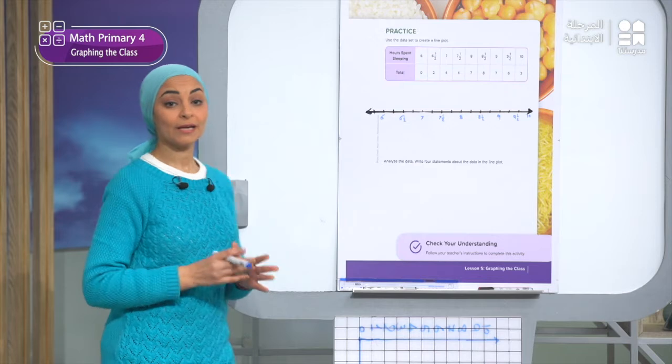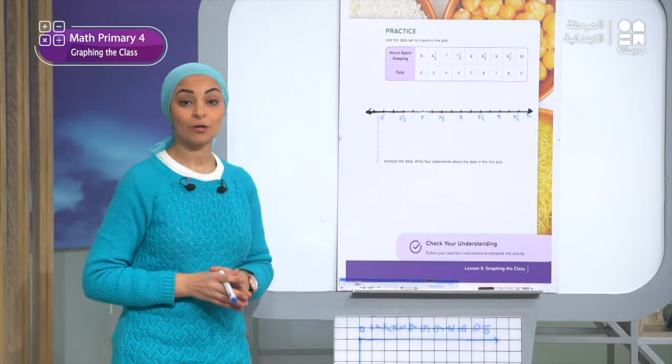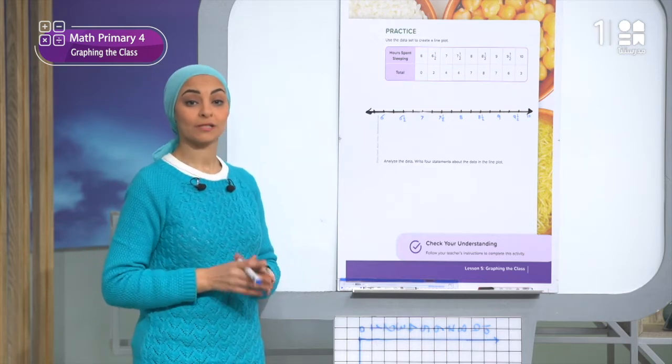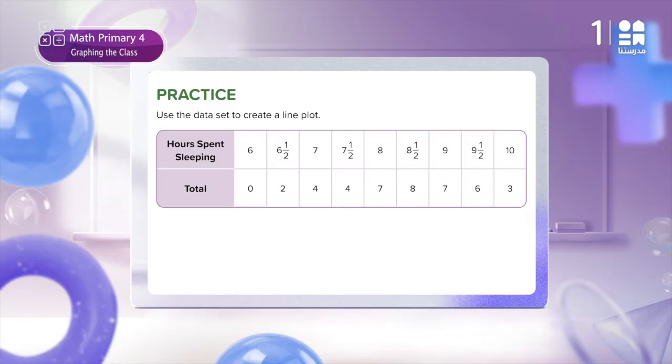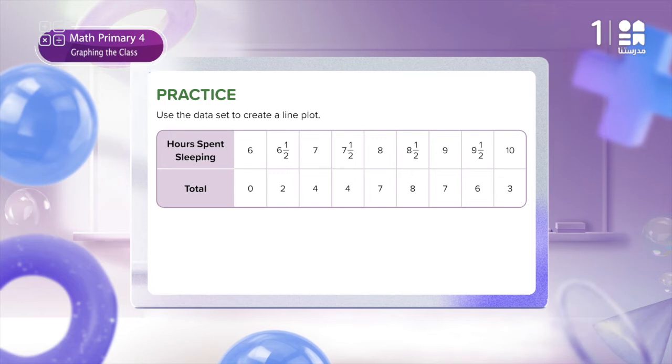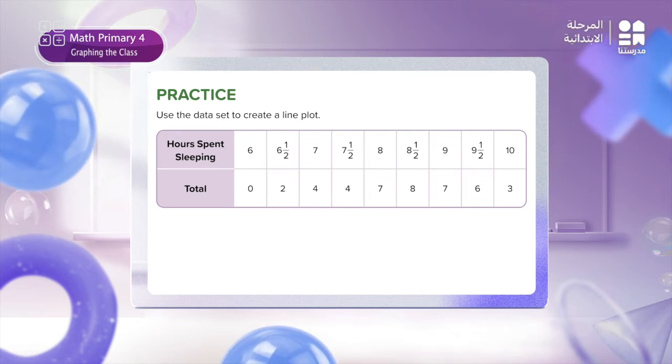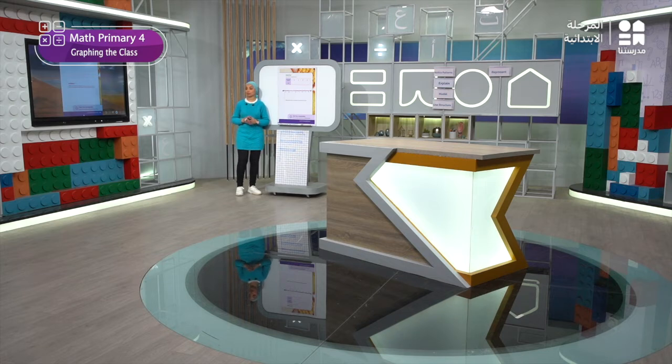Okay, now here in the practice problem عندنا table of data of the number of hours studying students spend sleeping per day. مطلوب مننا to represent the data in front of us using a line plot. Then write 4 sentences or statements. First تعالوا نرسم a number line.